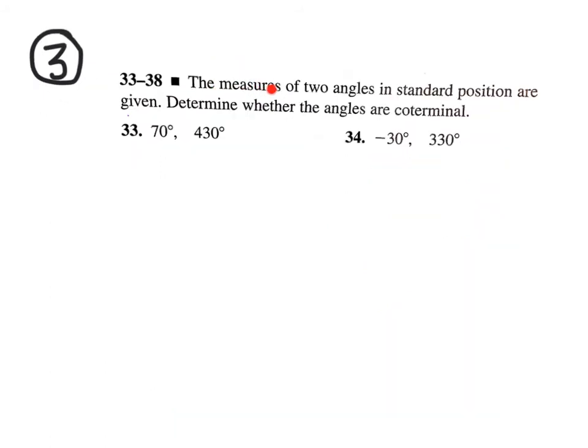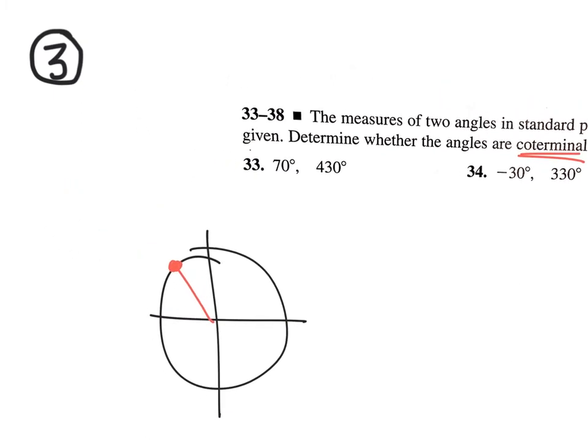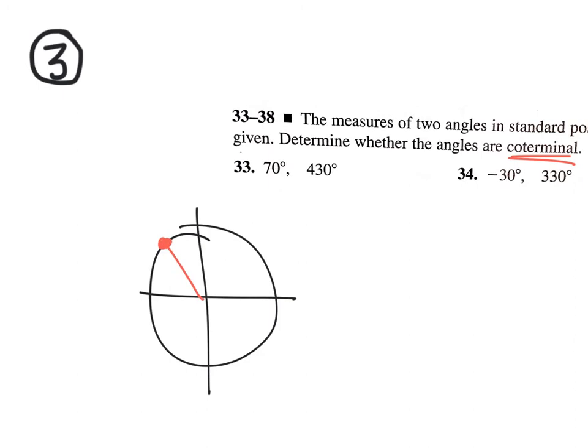Okay, the measures of two angles in standard position are given. Determine whether the angles are coterminal. All right, so what on earth does this mean, coterminal? We talked about unit circle, and we would draw an angle, and then this right here I was always calling the terminal point.